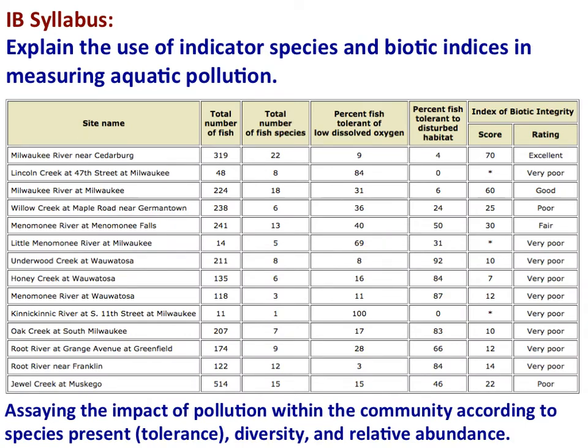This table displays data from various locations. The data includes the total number of fish caught. It includes the number of different species in each location. This is species richness. It includes the percent of fish tolerant of low oxygen conditions. Low oxygen is typical of polluted waters. And the percent of fish tolerant of disturbed conditions. A biotic index score is mathematically calculated, and according to the biotic index, the water is given a rating.